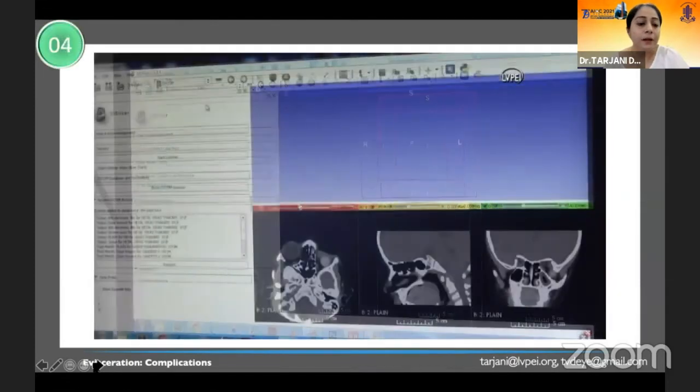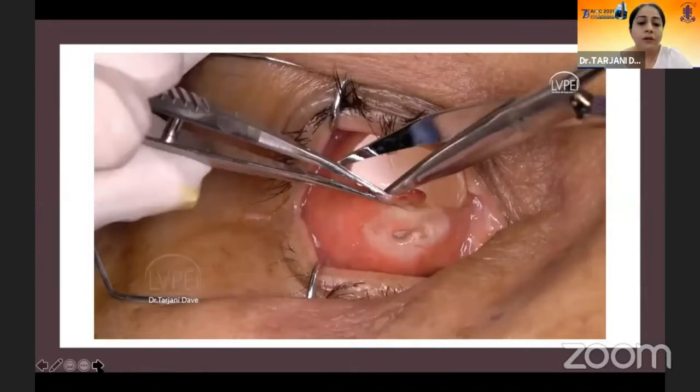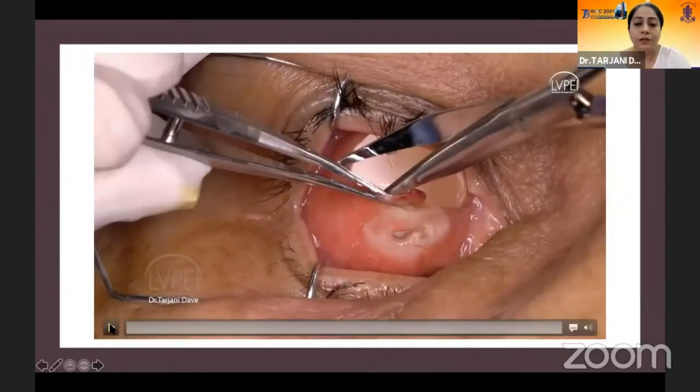And when this implant is then placed in the orbit, it helps you correct the migration. So this is for people who might be more interested to read through the technique. Now, what is the other complication that you see?